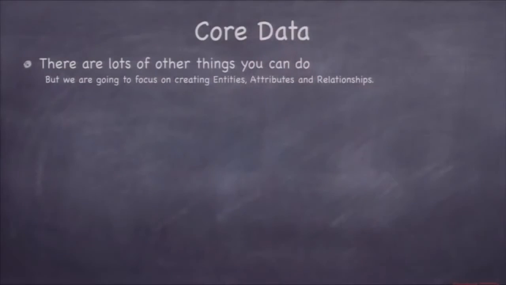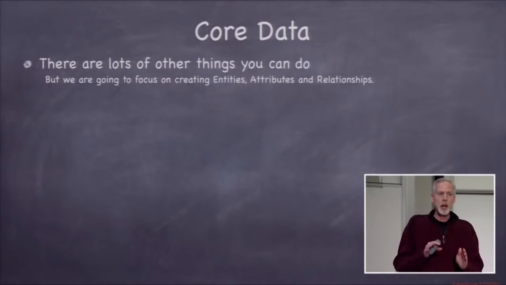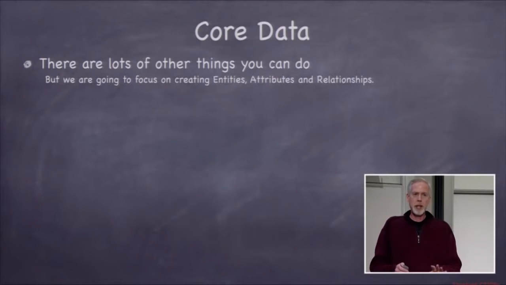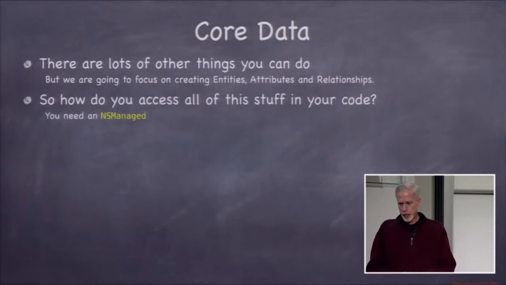build this map between objects and the database. Okay? So there's a lot of things you can do once you have this map. We're going to focus on creating entities, attributes, and relationships, and then setting their attributes, and then querying for them, and things like that. But there's a lot of other things you can do in Core Data. I'll mention some of them at the end, and you can go read up on it if you want to do more sophisticated database-y things.